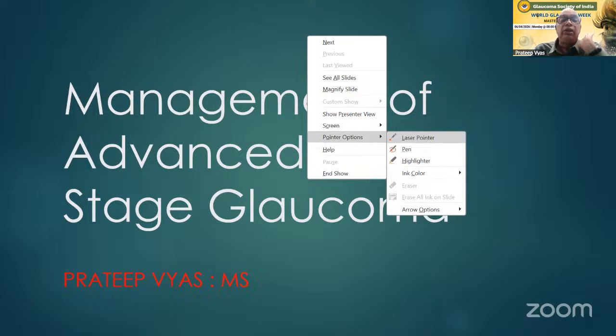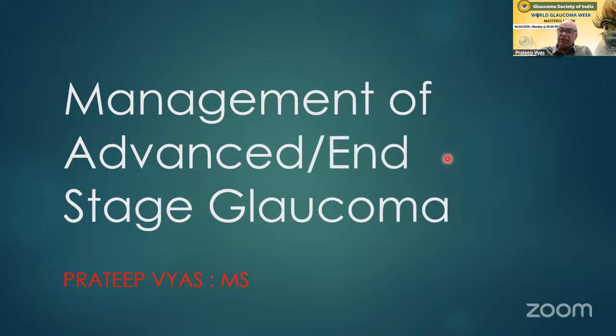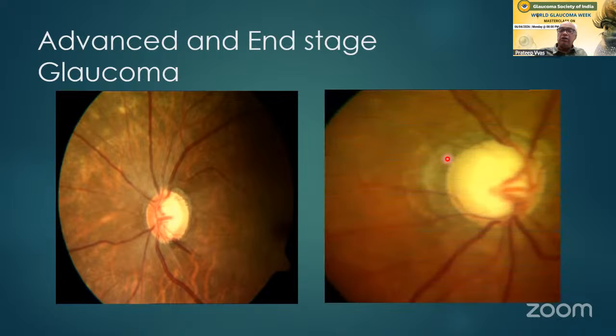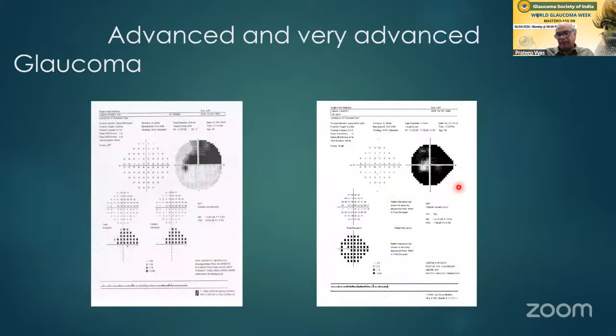So I would be talking on the management of advanced and end-stage glaucoma. What you are seeing on your left-hand side, in this disk, you can see that the vertical is almost near total cupping and horizontal is almost 0.8, and there is a significant RNFL loss. While on this disk, you can see that there is hardly any neuroretinal rim or RNFL left. So on the left-hand side, what you are seeing here is advanced glaucoma, and what you are seeing over here is almost an end-stage glaucoma.